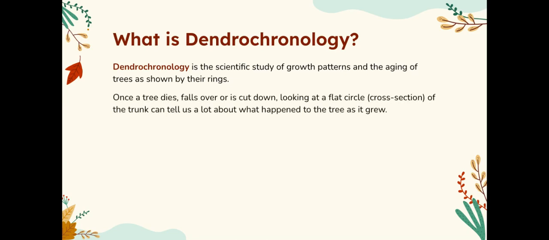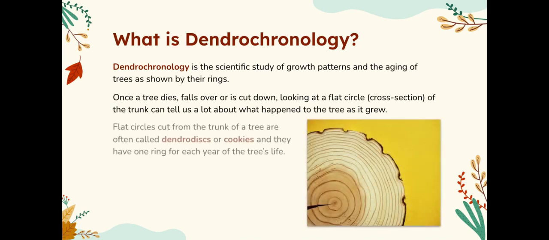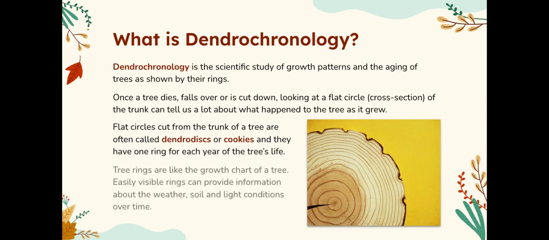Once a tree dies, falls over, or is cut down, looking at a flat circle or a cross section of the trunk can tell us a lot about what happened to the tree as it grew. Flat circles cut from the trunk of a tree are often called dendrodiscs or cookies, and they have one ring for each year of the tree's life. Tree rings are like the growth chart of a tree. Easily visible rings can provide information about the weather, soil, and light conditions over time.